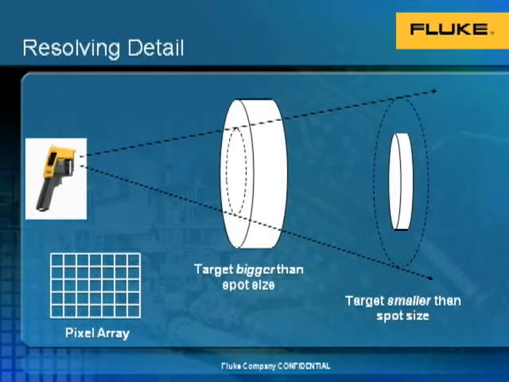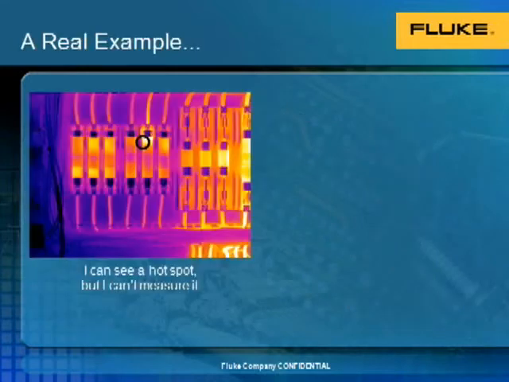Resolution of the thermal imager is important to consider as well. The detector within a thermal imager is made up of a pixel array, as you see in the example in the left corner. As you move farther away from an object, each individual pixel becomes larger once it hits your target. Be sure that the pixel size is not bigger than the target you are trying to measure. To obtain accurate temperature measurement, the spot size must be smaller and fit within your target.